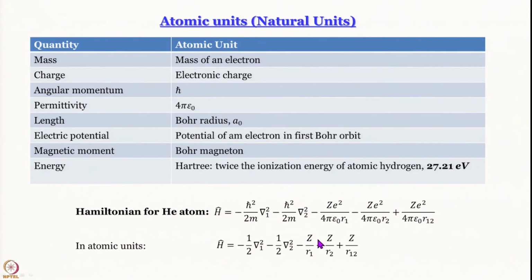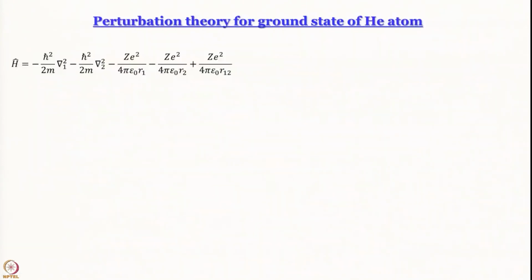So, now I will start from this Hamiltonian and we will try to develop a perturbation theoretical treatment for the ground state of helium atom. If you want to do perturbation theoretical treatment, what is the first thing we need? We need the 0th order or unperturbed Hamiltonian. What would that be? That would be the sum of the 1 electron Hamiltonians, right.